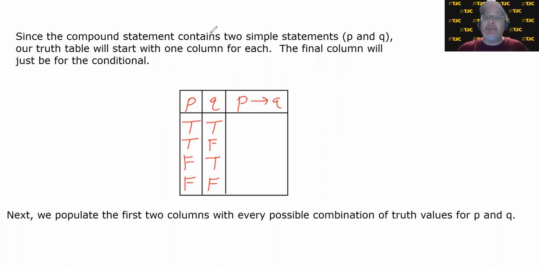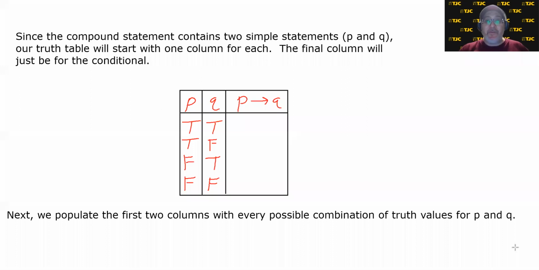I want to reiterate that technically speaking, it does not matter what order these rows are in, but for consistency, whenever I do a truth table for a compound statement that involves only 2 simple statements, I will always populate the first 2 rows like that.